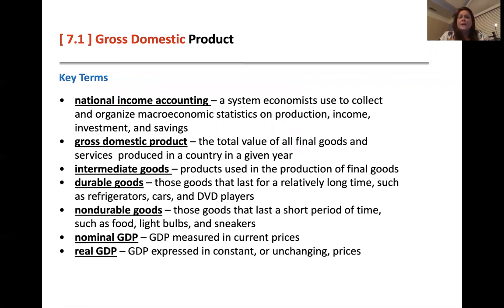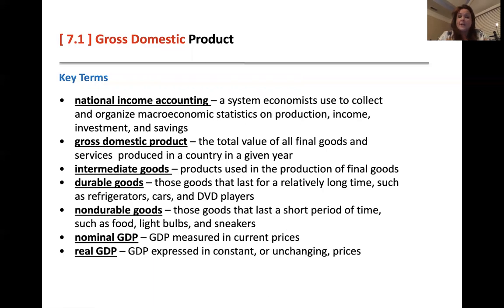So, national income accounting, this is a system that economists use to collect the macroeconomic statistics. And remember, we said macroeconomics is anything on the nation as a whole. So these statistics deal with production, income, investment, and savings. The GDP, know this definition. It's the total value of all final goods and services produced in a country in a given year.